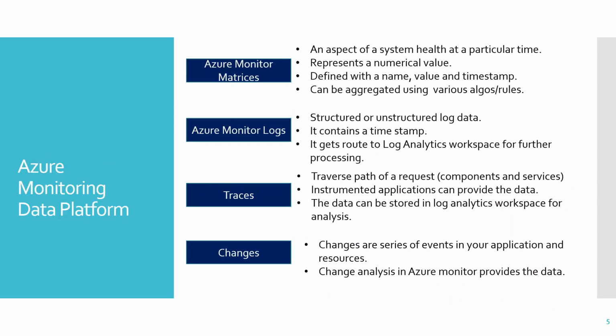Coming to the Azure Monitoring data platform, again, there are four blocks here: Azure Monitor Metrics, Azure Monitor Logs, Traces, and Changes. So, what are Azure Monitor Metrics? A metric is an aspect of system health at a particular time. It represents a numerical value. It is defined with a name, value, and timestamp, and it can be aggregated using various algorithms and rules. Coming to Azure Monitor Logs, this is structured or unstructured log data. It also contains a timestamp, and it gets routed to a Log Analytics workspace for further processing.